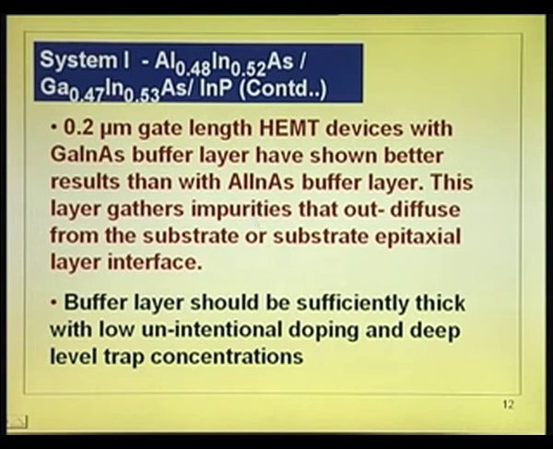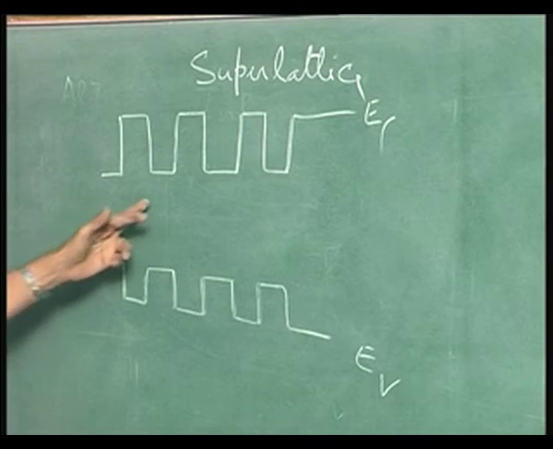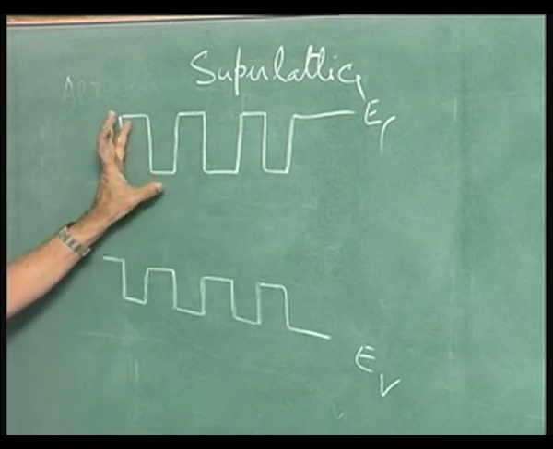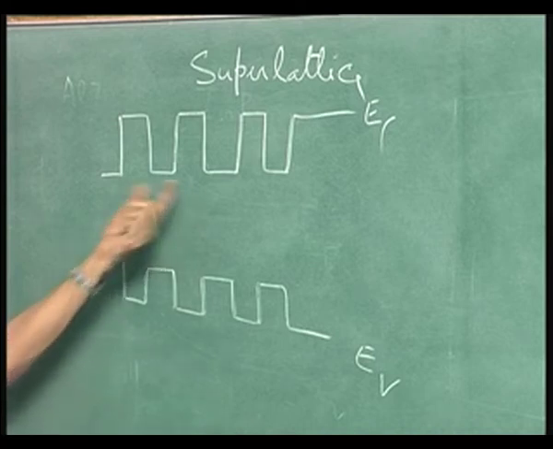The buffer layer, that particular layer between the semi-insulating layer and the channel layer, should be sufficiently thick, with low doping, and it has no doping. That is why I drew it like this. If I have doping, there will be bending in these layers. There is no bending here, just potential wells put in between, that is all.